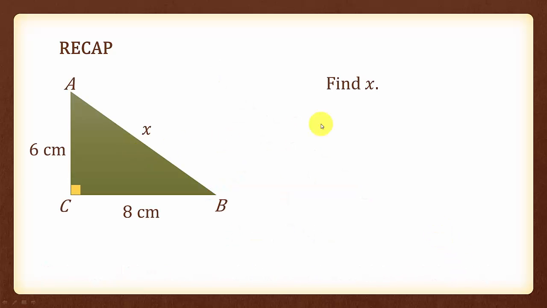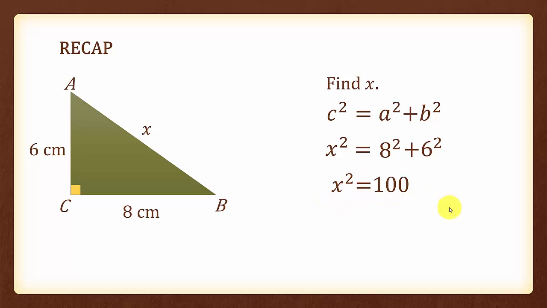In order to find x, we need to apply the Pythagoras theorem. C squared equals A squared plus B squared. Do you know the values of C, A, and B? Yes, C is x, and hence we have x squared. For A and B, we can substitute in 6 and 8, so we have 6 squared plus 8 squared. Simplifying, we have x squared equals 100. To find x, we take the square root on both sides, and we have x equals 10 centimeters.